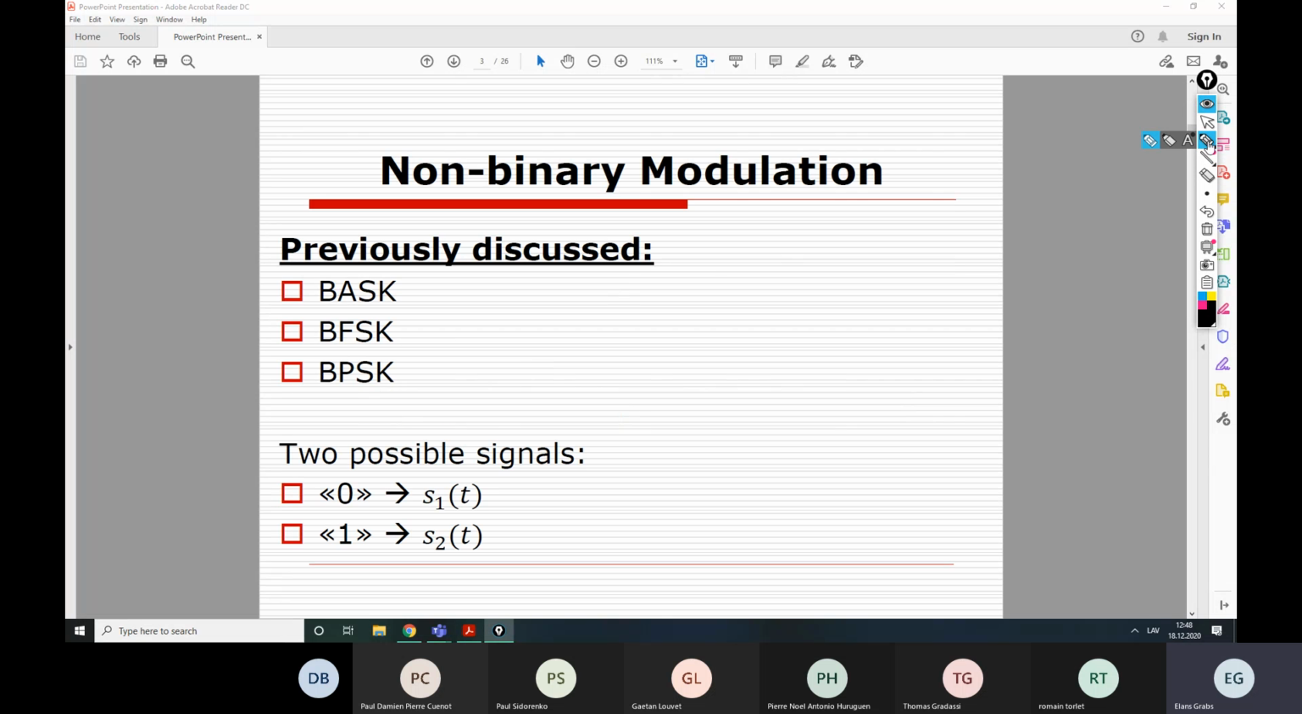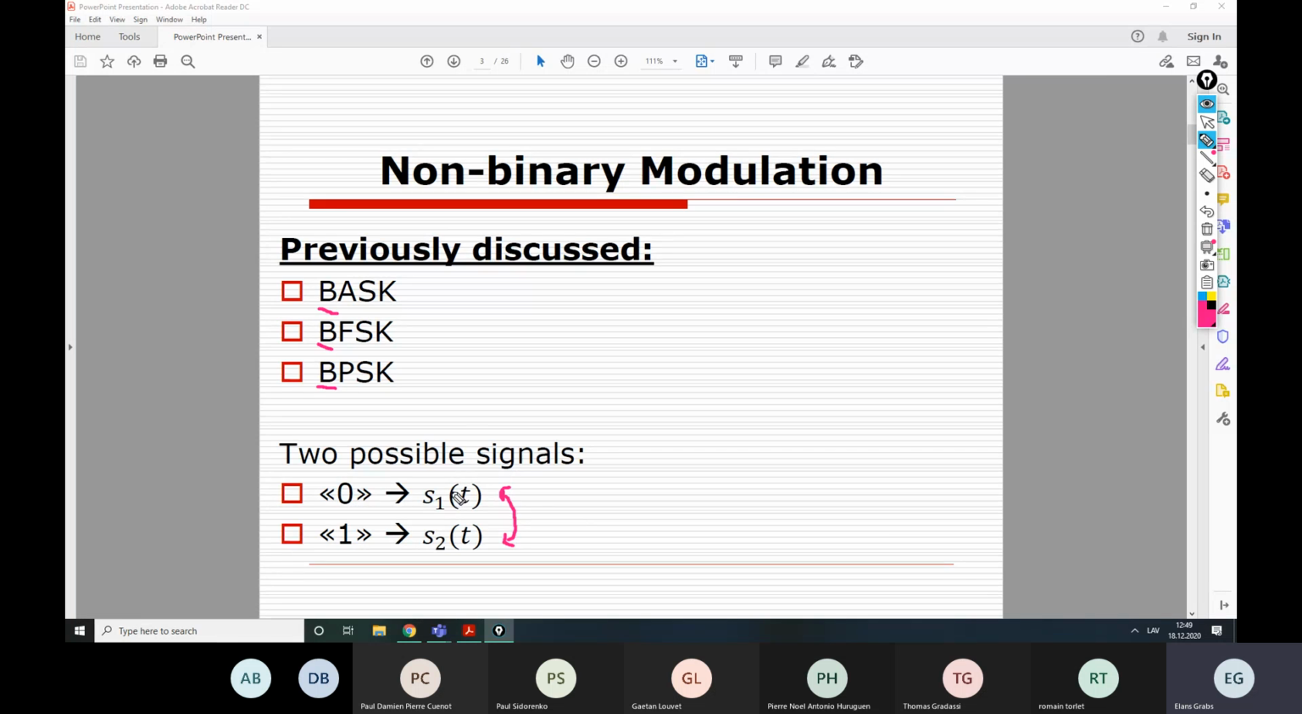So previously we have discussed binary modulation types such as binary amplitude shift keying, binary frequency shift keying, binary phase shift keying. Let me first remind you that for binary communications, we had only two possible signals, which were different either with amplitude or frequency or phase, depending on the modulation type. And each of these signals carried only one bit, right? So we had signal S1, which represented 0, and we had signal S2, which represented 1.